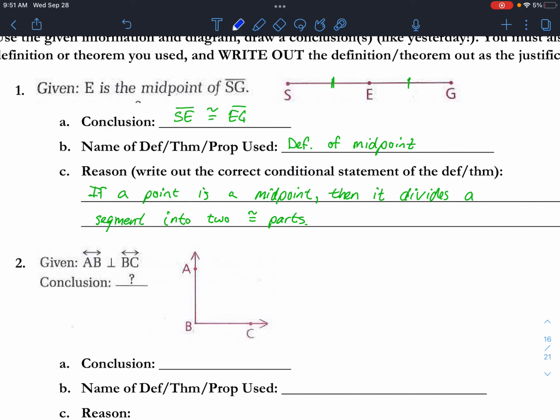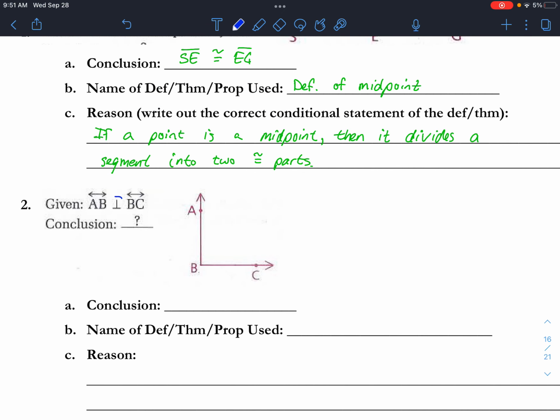Second scenario, let's take a look. AB is perpendicular to BC. Perpendicular means I can come over and I can draw these little markings on it. What does that little marking mean though? That little marking means that it's a right angle. So my conclusion, I can say angle B, and yes, I can name it angle B because that is the only angle that I can see right there. I can conclude now that angle B is indeed a right angle. What definition, theorem, or proposition are we using here? This is technically just the definition of perpendicular. That's all that it is.